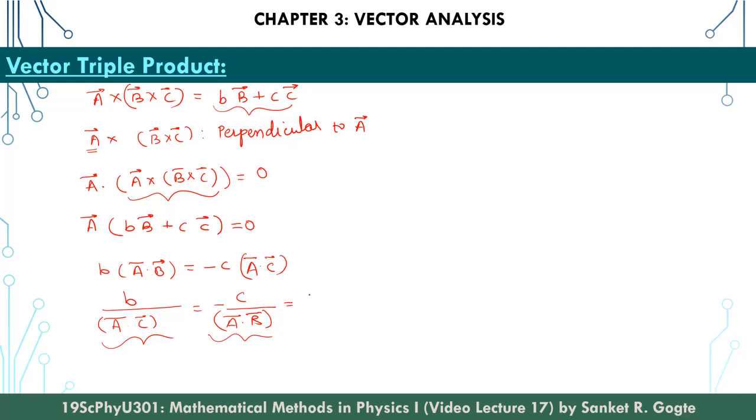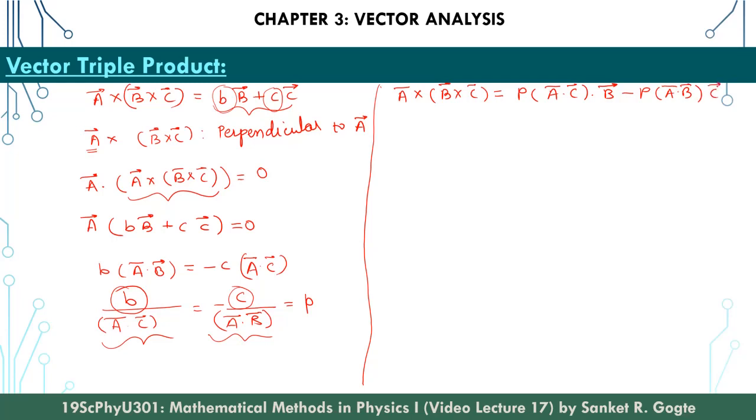Let's say that this is equal to some scalar which I am denoting as P, and therefore what we have now is A cross B cross C is equal to B, the scalar B here is equal to P into A dot C into B, and C, which is scalar here, is minus of P into A dot B into C. This is equal to, I can take P common, and this is A dot C into B minus A dot B into C.